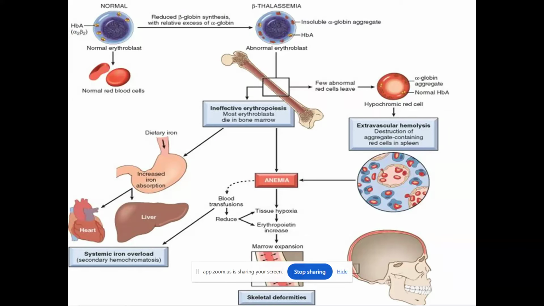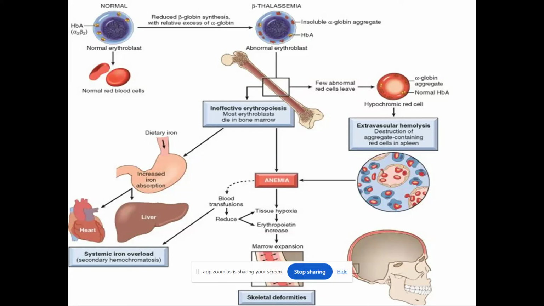These abnormal erythroid precursors, when they leave the marrow into the blood, will be trapped in the reticuloendothelial system. These alpha aggregates will be taken up by the spleen cells and produce extravascular hemolysis. Due to the abnormal hemoglobin, these cells will undergo ineffective erythropoiesis, that means apoptosis, death of the erythroblasts within the bone marrow. Due to this, more anemia will be there.